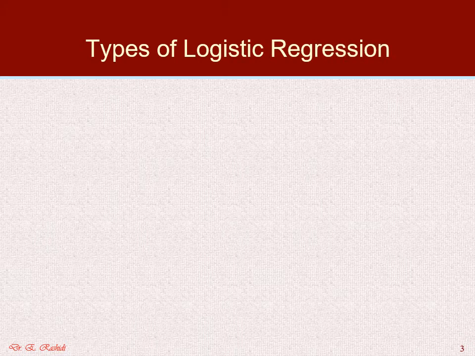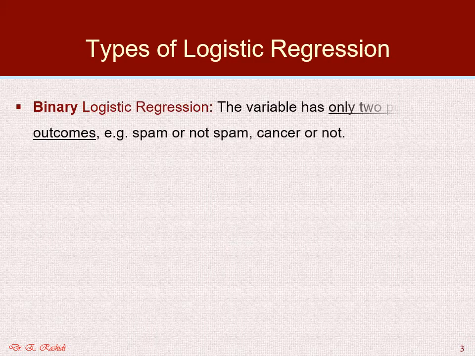Types of logistic regression models. We have binary logistic regression models in which the variable has only two possible outcomes, spam or not spam, cancer or not cancer. So it's two, or binary.